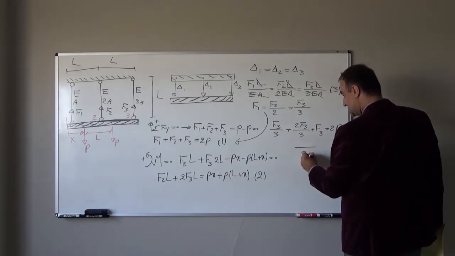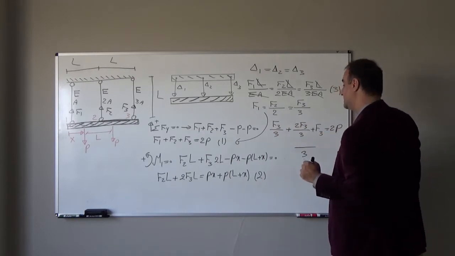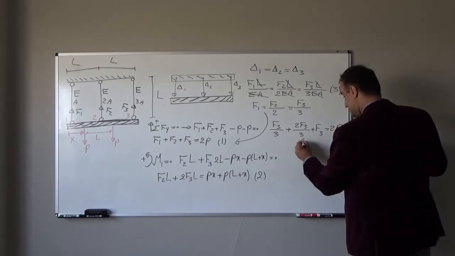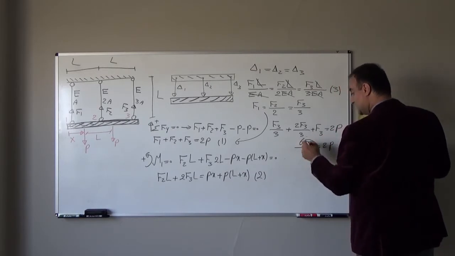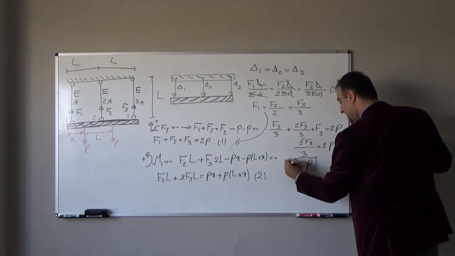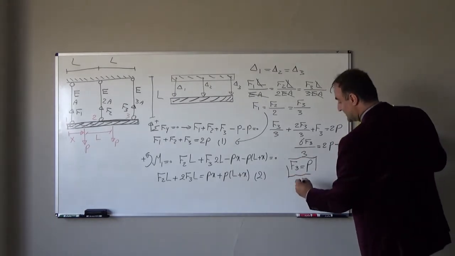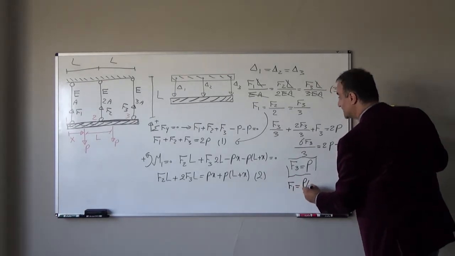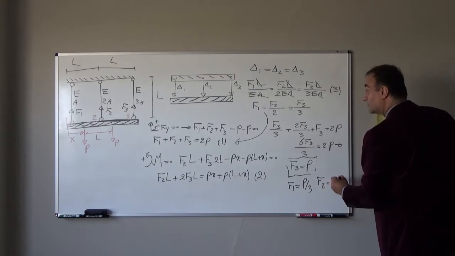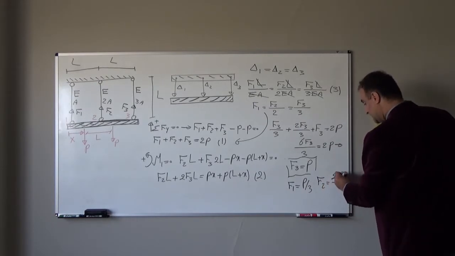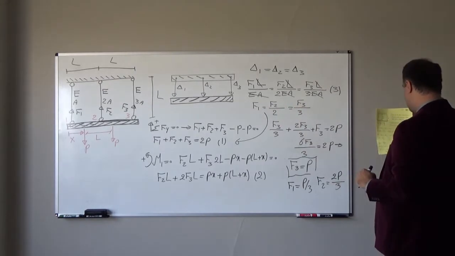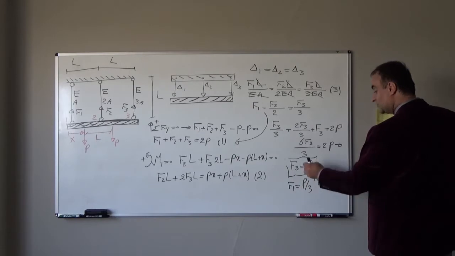From here, I can write 3F3 plus 3F3 will be 6F3. So 6F3 will be equal to 2P. This will be 3F3 is equal to P, so F3 finally will be equal to P. If F3 is equal to P, in that case F1 will be equal to P over 3, because instead of F3 I can plug P, and F2 will be 2P over 3. Now I have F1, F2, F3.